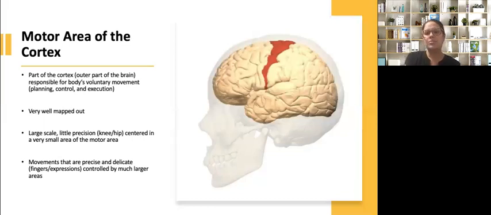But much smaller movements that require precision or delicacy, so things like finger coordination or facial expressions, are controlled by much larger areas of the motor area of the cortex, which makes sense, right? If a movement is very detailed, it requires a lot of precision. It takes up more brain tissue to make sure that you successfully carry out that movement. Versus a movement that's not very precise, it doesn't take much of the tissue to move that area, like moving your hip or your elbow or your knee. Okay.